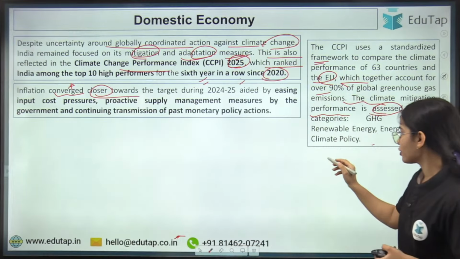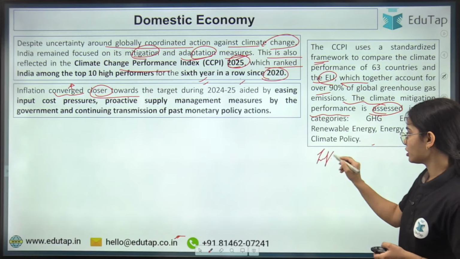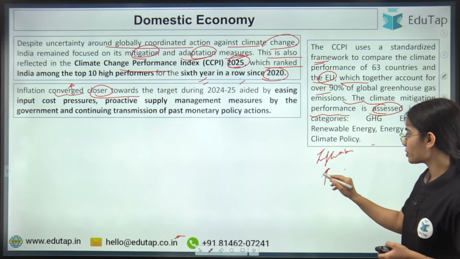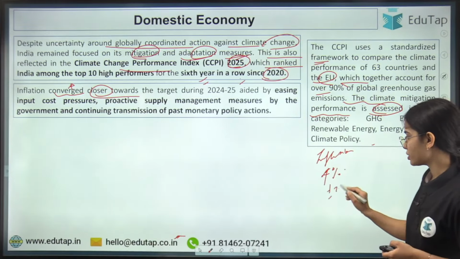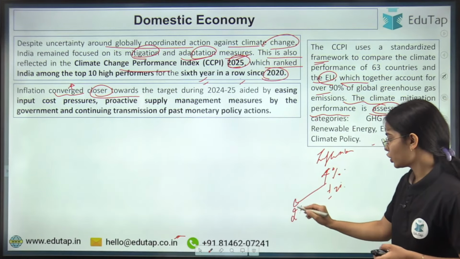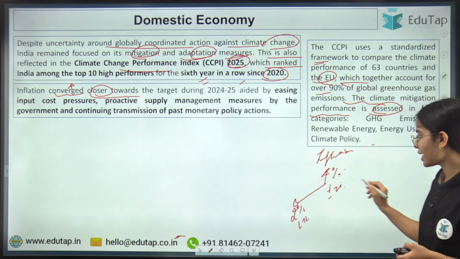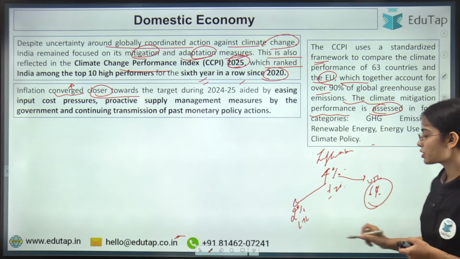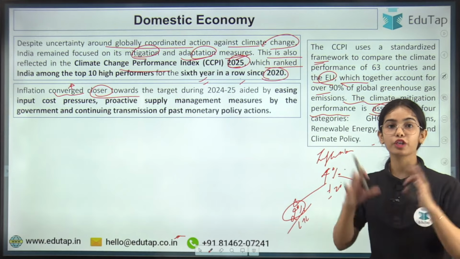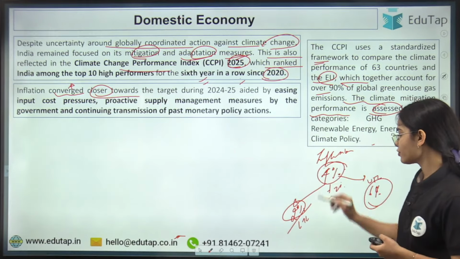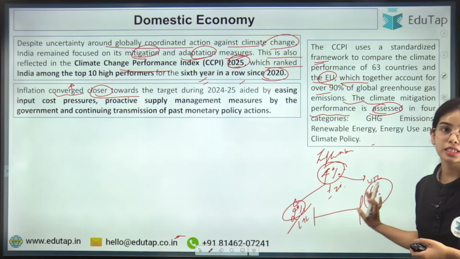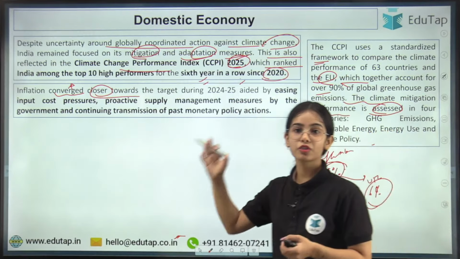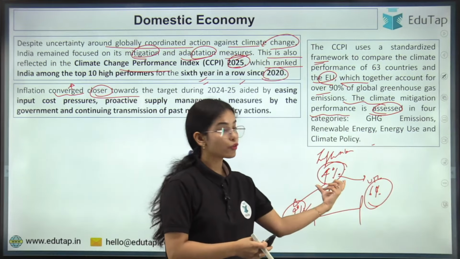So inflation converged closer towards the target. The target in our country for inflation is 4% plus minus 2%. So the range has a lower tolerance level of 2% and an upper tolerance level of 6%. Inflation should not go above 6%, inflation should not go below 2%, inflation should be around 4%, within the range of 2% to 6%. So the inflation has converged, has come closer to 4%.